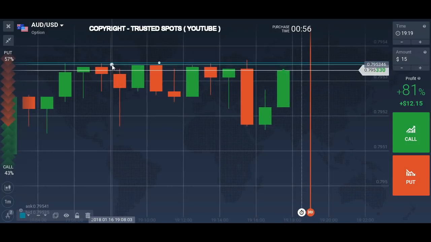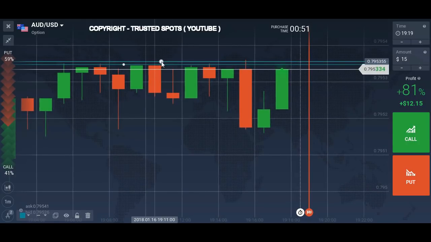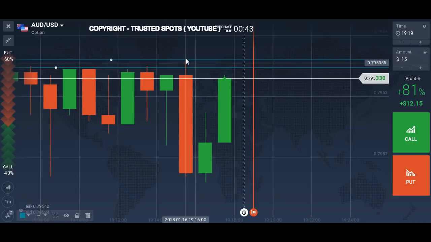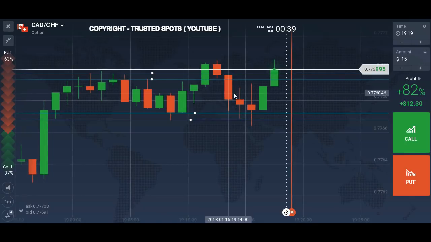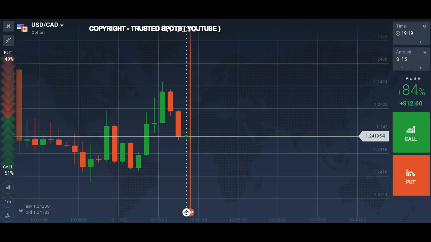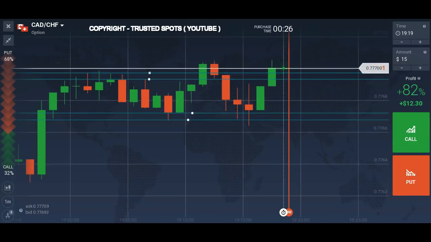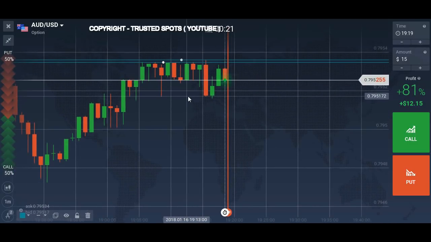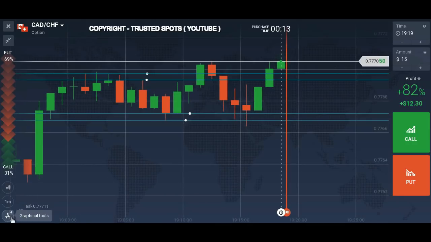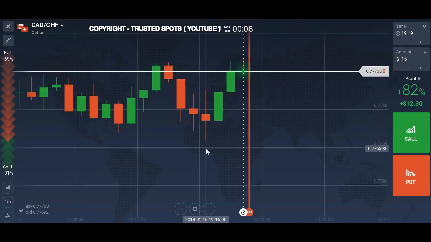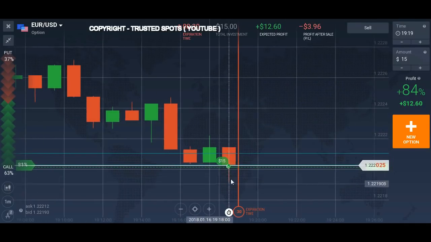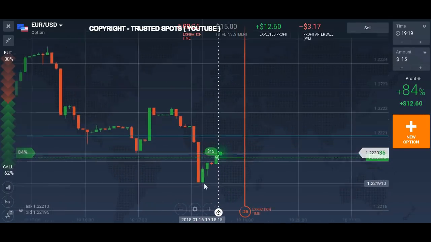Let me draw the whole area. Okay, so we have an area of resistance here. I will include this one, this wick as well. Okay, this level seems interesting. Now we have a confirmation, so I will place a call here. This wick, let me show you. These are the confirmation.